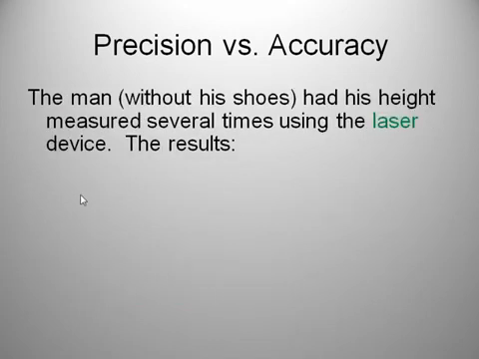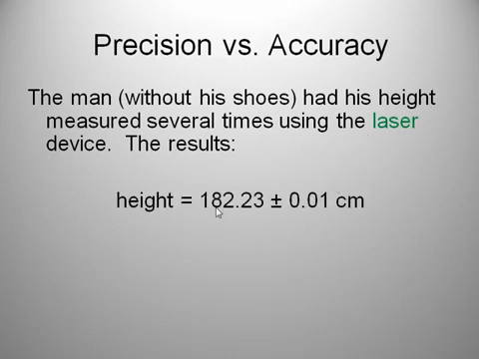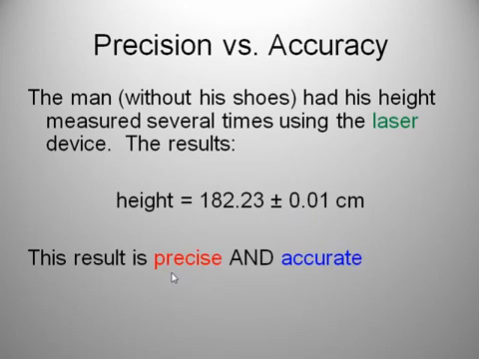So let's do this again, measure this fellow again without his shoes, and let's use the laser again. And now we're going to get some results that we have this here, 182.23, multiple times, that's our average, and here's our uncertainty. So you can see that we have both precision and accuracy in this case.